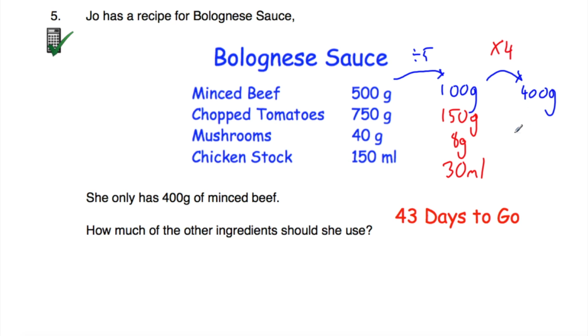So this is a proportion question, so make sure that you divide them all by 5 and then times them all by 4. 150 grams times 4 would be 600 grams. 8 grams times 4 would be 32 grams, and 30 milliliters of chicken stock times 4 would be 120 milliliters of chicken stock. So she needs 600 grams of chopped tomatoes, 32 grams of mushrooms, and 120 milliliters of chicken stock, and that's it. And if you got that, well done.